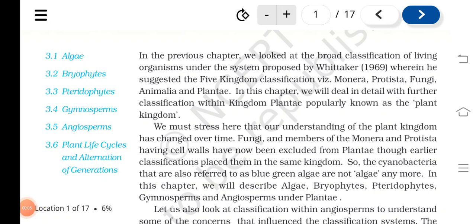In the previous chapter, we looked at the broad classification of living organisms under the system proposed by Whittaker in 1969, wherein he suggested the five kingdom classification, viz. Monera, Protista, Fungi, Animalia and Plantae. In this chapter, we will deal in detail with further classification within kingdom Plantae, popularly known as the plant kingdom.